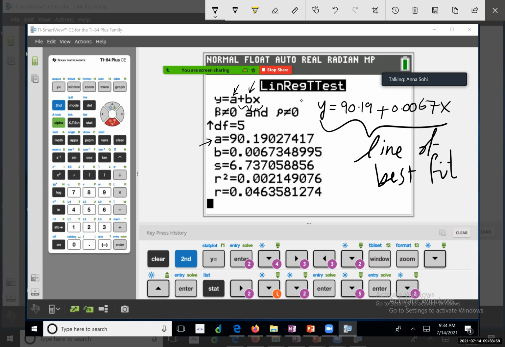Using this one, I can say, if the duration is 105 seconds, what would be the interval of waiting? You plug in X and you find Y, or vice versa. So that gives you the prediction. We normally show it with Y hat.